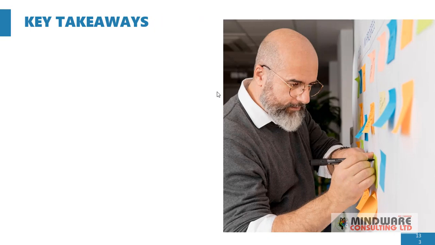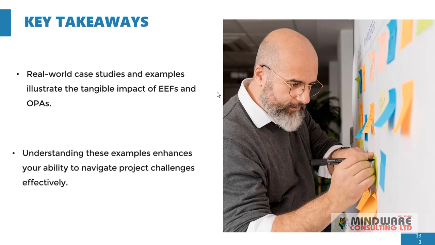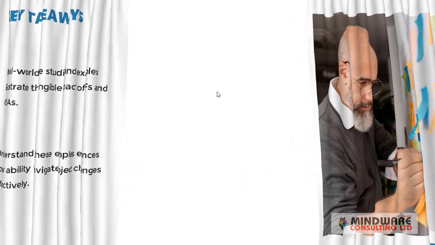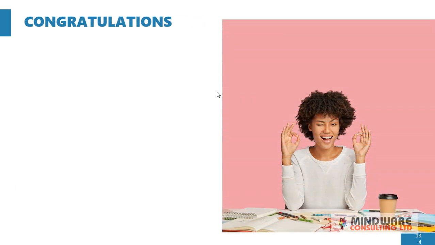and see the key takeaways from these examples. The real world case studies and examples illustrate the tangible impact of enterprise environmental factors and organizational process assets. Understanding these examples enhances your ability to navigate project challenges effectively. Okay, so you have to understand them as a project manager so that you can be able to use them to navigate your project successfully.